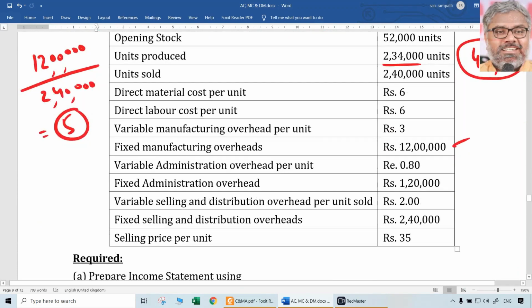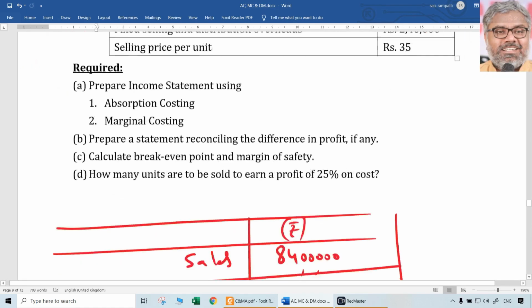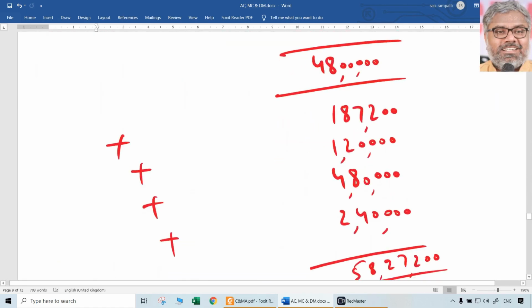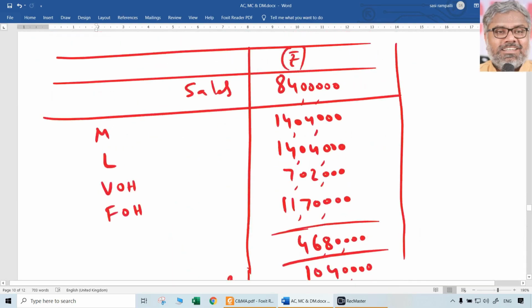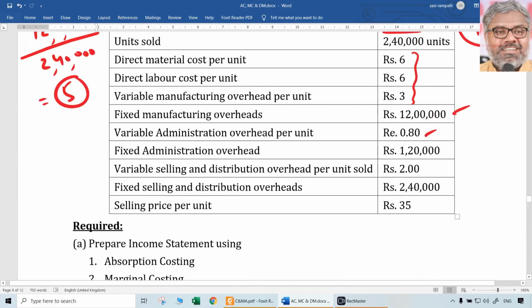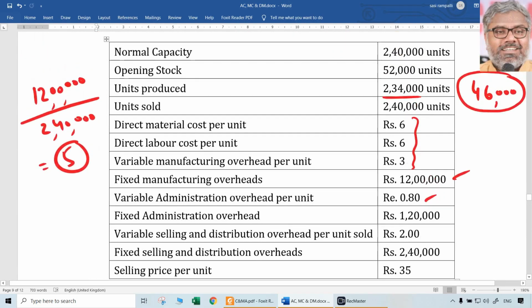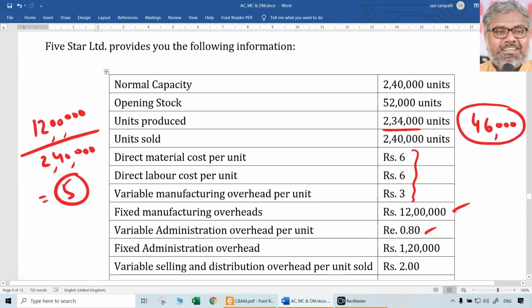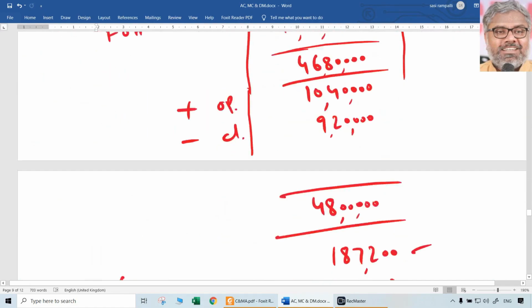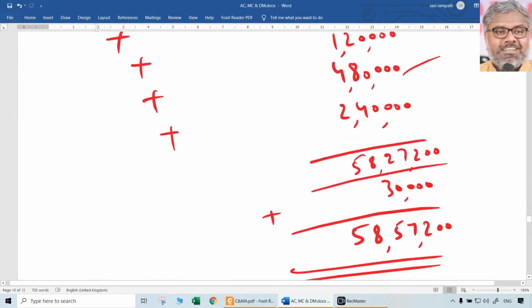What is the variable manufacturing overhead per unit? Sorry, not manufacturing. We need administration overhead. Manufacturing is all done. Administration overhead 0.8 into 234,000, that is 187,200. This one we have to pick here, 187,200. And variable selling and distribution overheads 2 rupees per unit sold. So 2 into 240,000 units sold, that comes to 4,80,000. So from the same thing you can pick these two, 187,200, 480,000.